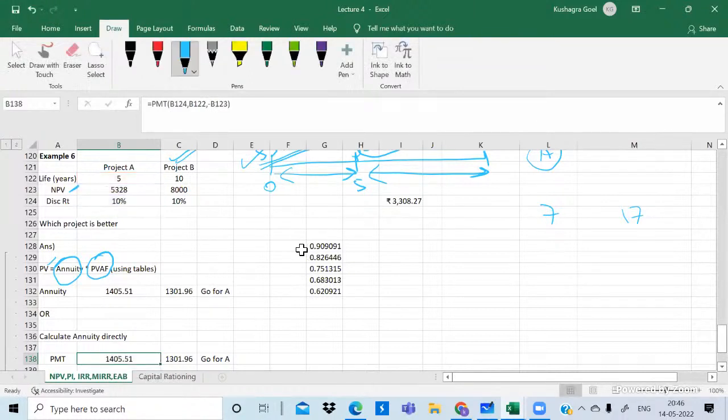So let's say you feel that no, this is again a waste of time. I don't want to do all of this. Directly use the PMT function, calculate your annuity. You'll get the same answer, 1405 and 1309. And you'll say go ahead with project A.